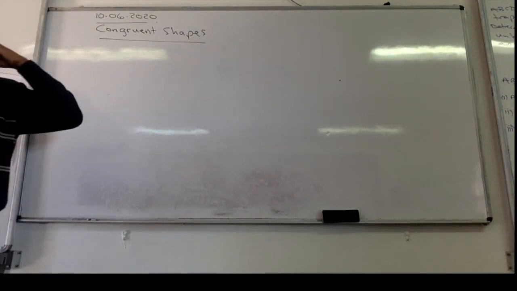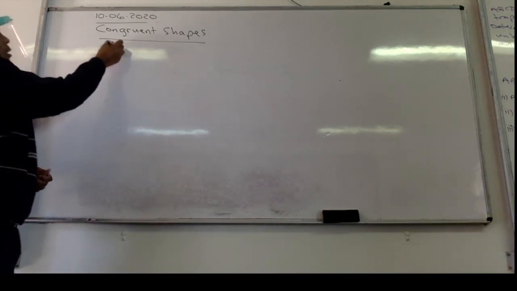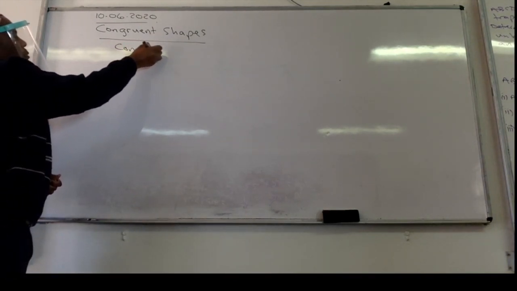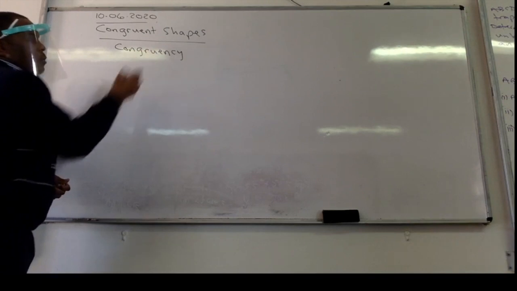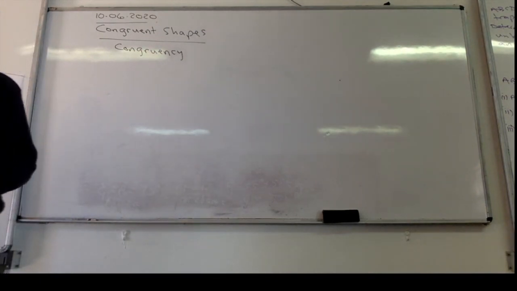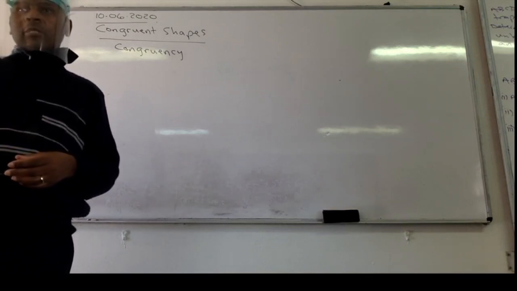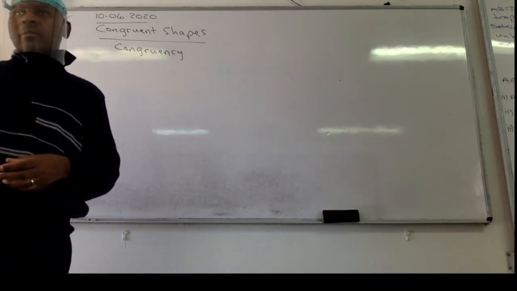Right, we're looking at congruent shapes. And this is where we get the other word, congruency. Not sure how you pronounce that. Congruency. Right, so shapes can be congruent. You were saying something about congruency. What do you think are congruent shapes?